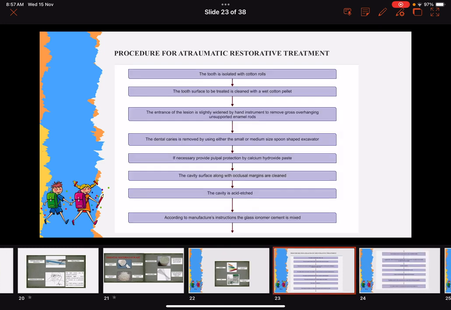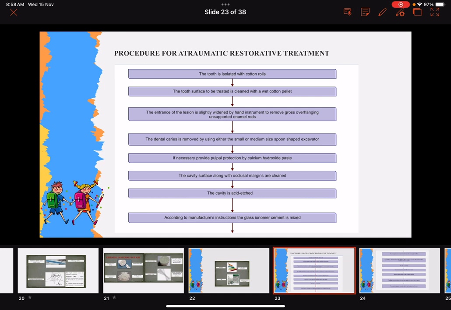So the procedure for atraumatic restorative treatment is as follows. First, the tooth is isolated with cotton rolls. The tooth surface to be treated is cleaned with a wet cotton pellet. The entrance of the lesion is slightly widened by the hand instrument to remove all gross overhanging, unsupported enamel rods. The dental caries is removed using either the small or medium-sized spoon excavator. If necessary, provide pulpal protection with calcium hydroxide paste.